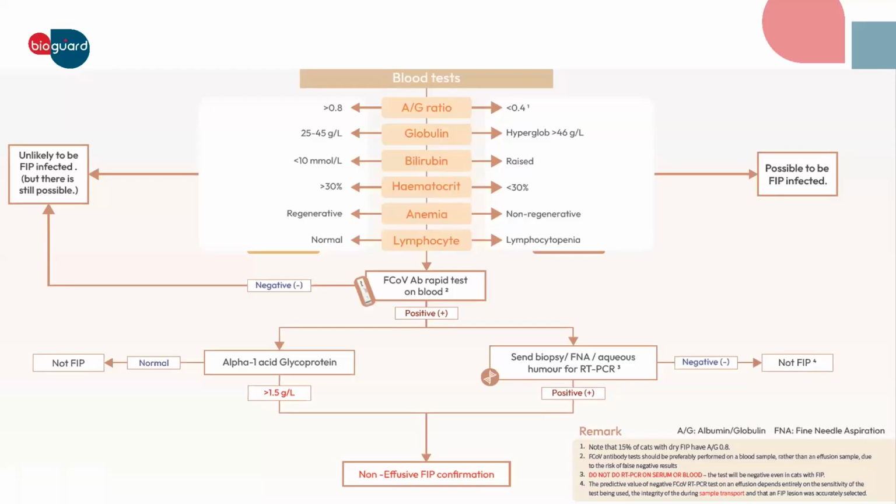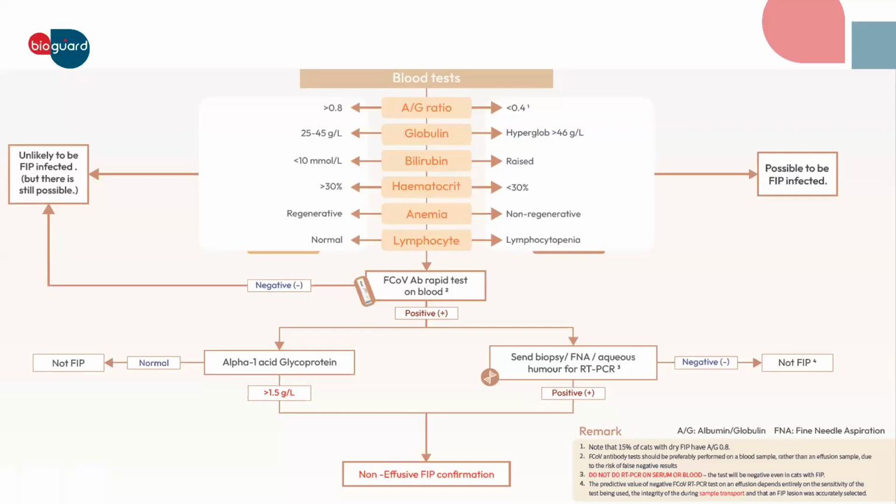After this is confirmed, the FCoV antibody test can be performed. Of course, in the bloodstream, antibodies are present but not able to fight this kind of mutated FCoV, but a positive FCoV antibody test is still a sign of FIP infection.